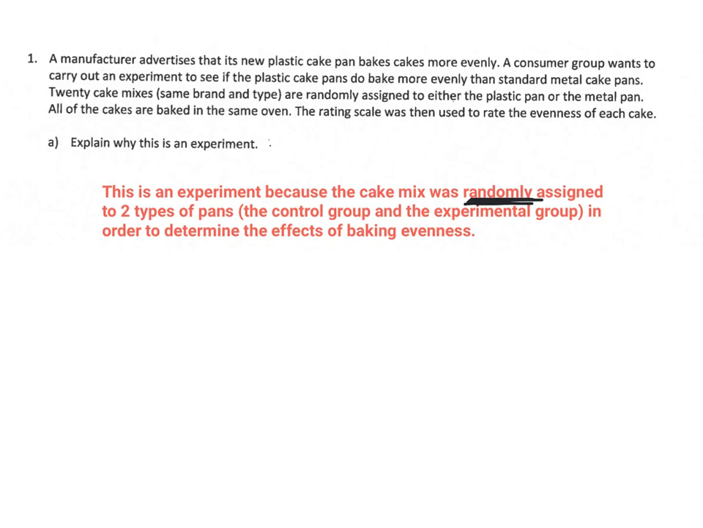So just to point out, the control group here is the cake mix that was put in the metal cake pans. So the ones that were given the treatment of the standard metal cake pans were the control group. And the experimental group was the cake mix that was assigned to the new plastic cake pans, okay, because they're testing if this bakes cakes more evenly.